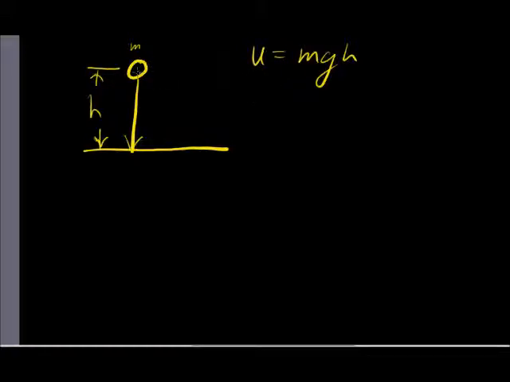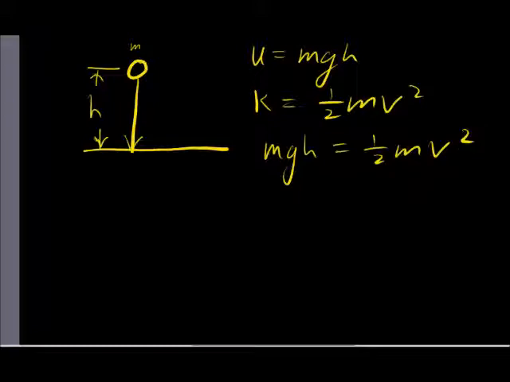So at the moment, because the object is stationary, the kinetic energy, which is represented by this expression half mv square, is equal to 0 when it's at the top position. And when the object is dropped and falls onto the ground, then what happens is that this mgh is going to be equal to half mv square. So from here we can roughly estimate that v is going to be the square root of 2gh.